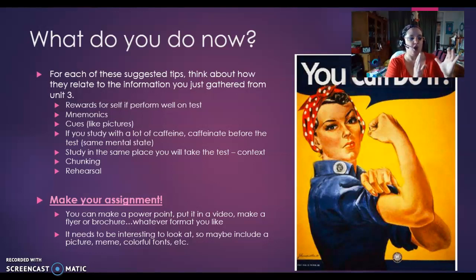Some people like to put tip 1, let's say rewards if you perform well on tests. That's tip 1, and they talk about what are some rewards you could do. Next slide, mnemonics. What are mnemonics? Here are some you could use. So you can do things like that. You can even look up memes that kind of go along with some of it because everybody loves memes. You could make colorful fonts.